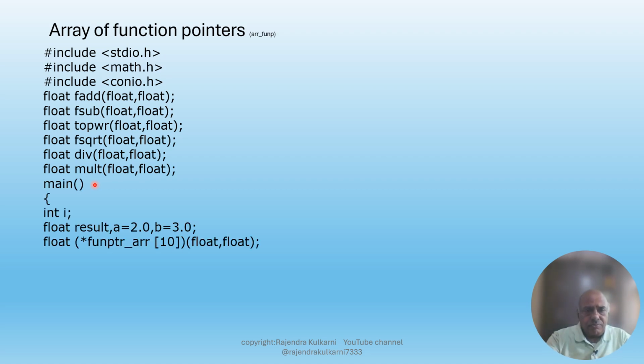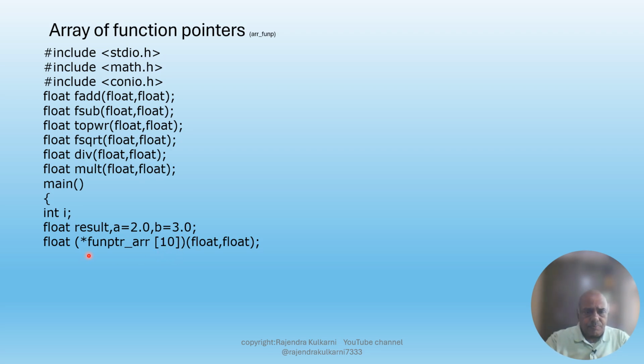Then there is a declaration of variables. Then we are declaring an array of function pointers. So again, what we will be doing: return type float, then the parenthesis. What we are doing is we are replacing the names of the function with a pointer name which is *funptr_arr, and this being an array, we are declaring 10 as its dimension.